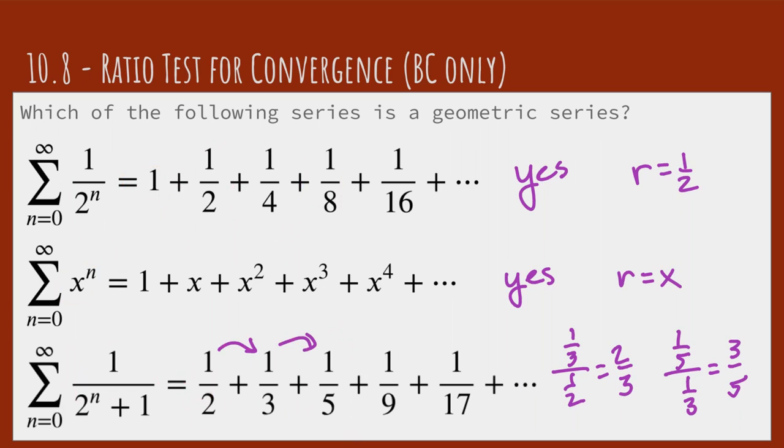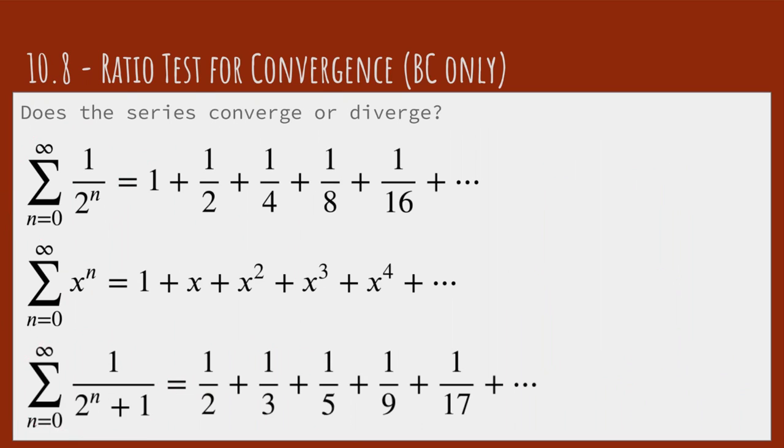Just based on that, we could use a comparison test and say that since each term in this series is smaller than each term in this series, and we know that this one converges, then we could also conclude the third one does. But I want to look at how we might show this last one converges without using a comparison test.